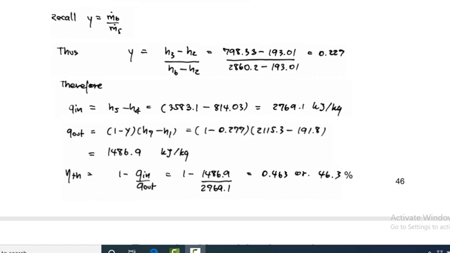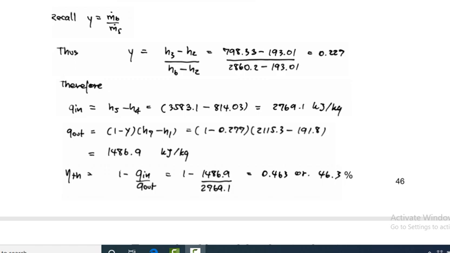Q in, that is H5 minus H4, 3583.1 minus 814.03, equal to 2769.1 kJ per kg. This is the value to be given, that the heat added is 2769.1 kJ per kg. Q out, that means (1 minus y) times (h7 minus h1). You have to put the values, and you are getting 1486.9 kJ per kg. You have the Q out.